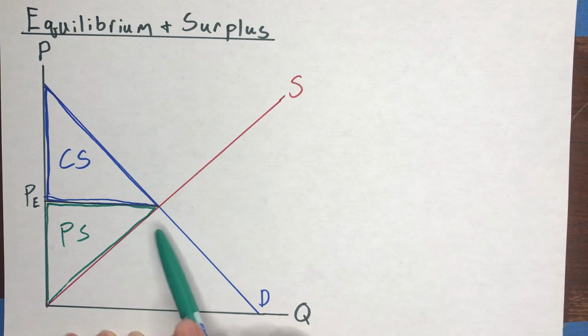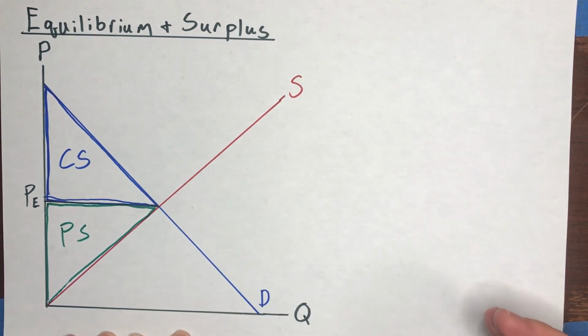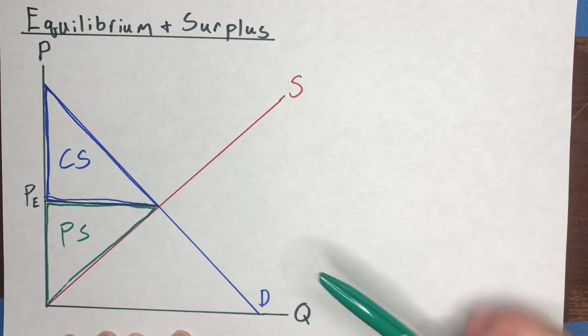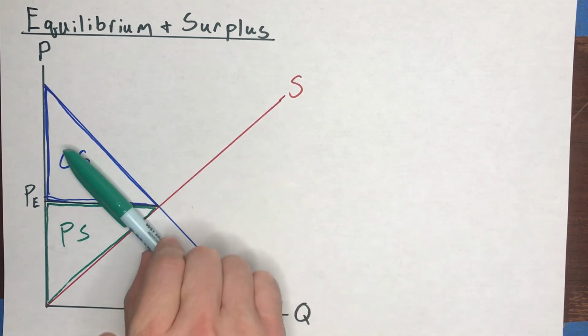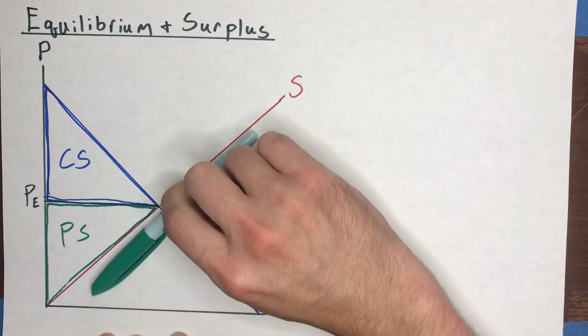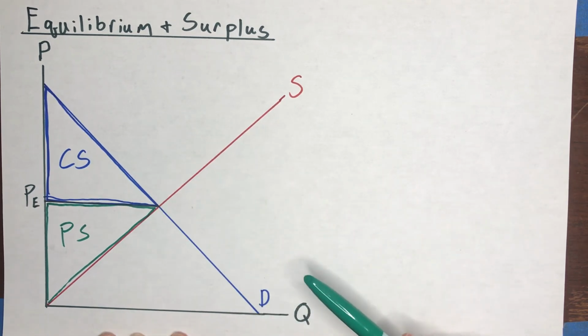Now, in this graph, consumer and producer surplus are equal to each other, or at least roughly equal to each other. But that doesn't have to be the case. It's true here because the slope of the supply curve and the slope of the demand curve are of the same magnitude. It's just this is a positive slope and that's a negative slope.